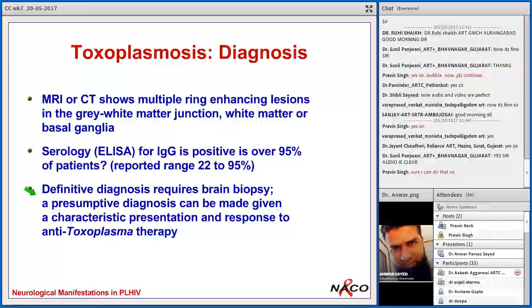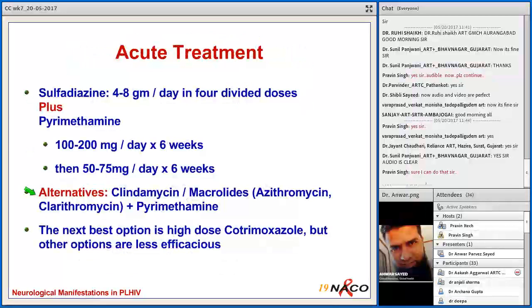But in the presence of, suppose, serology positive for toxoplasma, you can decide on treatment for toxoplasmosis, which is again called a presumptive treatment, because we are not doing brain biopsy in these cases. So treatment for toxoplasma can be with sulfadiazine 4 to 8 gram per day in 4 divided doses. Usually if that is not available, then sulfamethoxazole is used, which is not the definite treatment, but sulfadiazine is not easily available at most of the places.